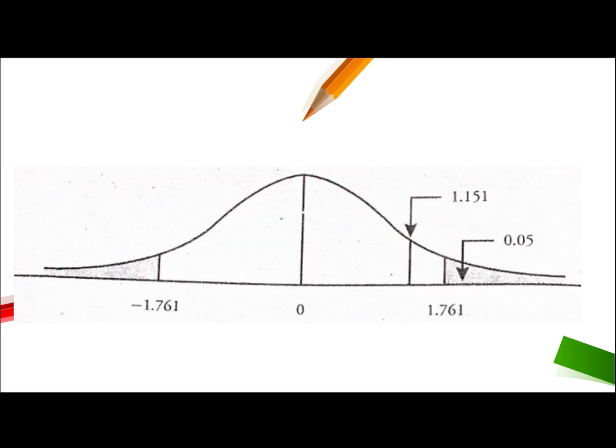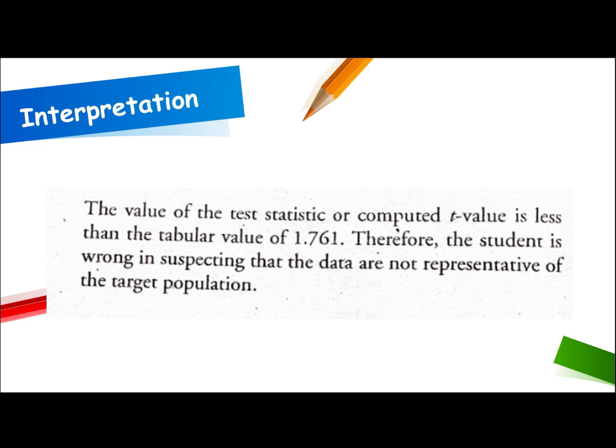Now, let us sketch using the t distribution. As you observe, the computed value of t, 1.151, is less than the t critical value 1.761. Now, what does it mean? For our interpretation, the computed test value is less than the tabular value of 1.761. Therefore, the student is wrong in suspecting that the data are not representative of the target population.